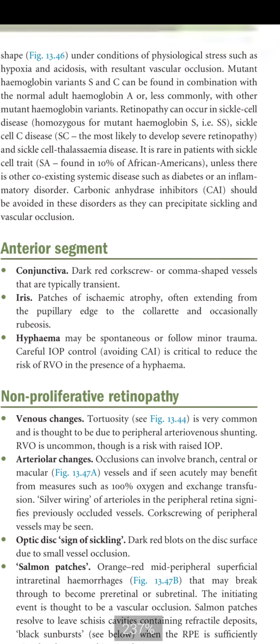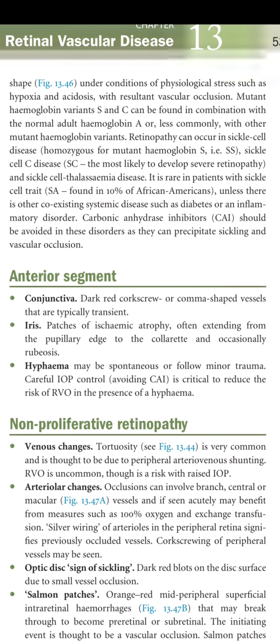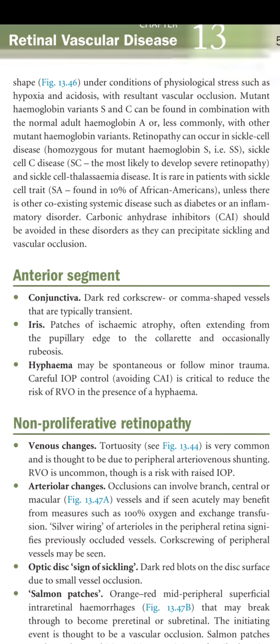But the most common ocular part that is being affected is basically SC. The most likely to develop severe retinopathy are SC and sickle cell thalassemia disease. It is rare in patients with sickle cell trait, SA, found in 10% of African Americans, unless there is other coexisting systemic disease such as diabetes or an inflammatory disorder.